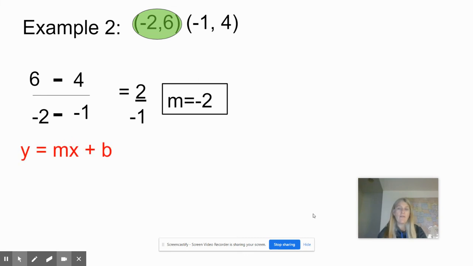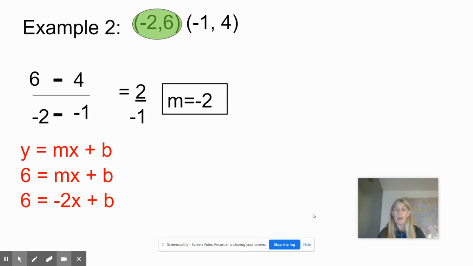Now I'm going to go ahead and find my y-intercept. So I write down the equation, y equals mx plus b, and I'm going to use the point (-2, 6). So I'm going to plug in that 6 for y. 6 equals mx plus b. I'm now going to plug in my slope of negative 2. So 6 equals negative 2x plus b.